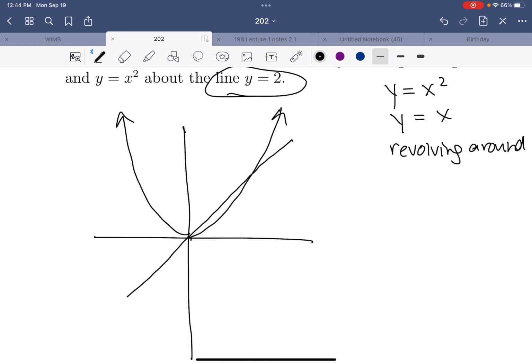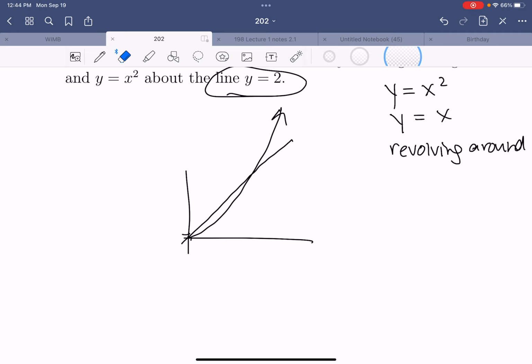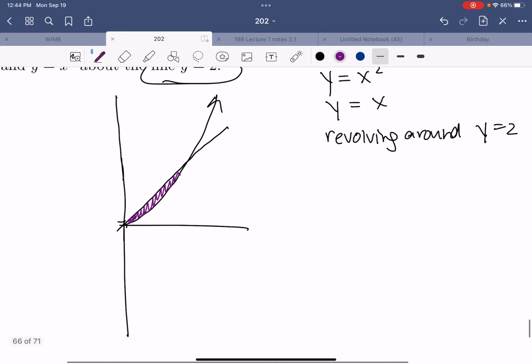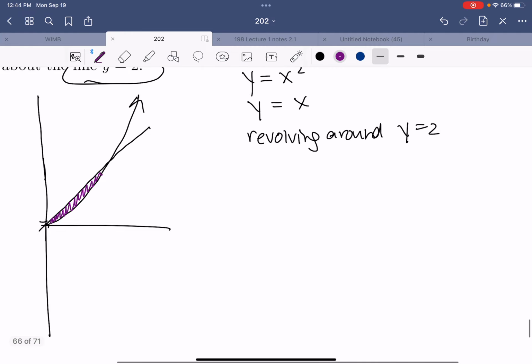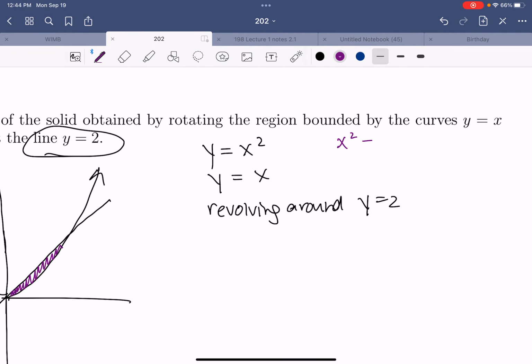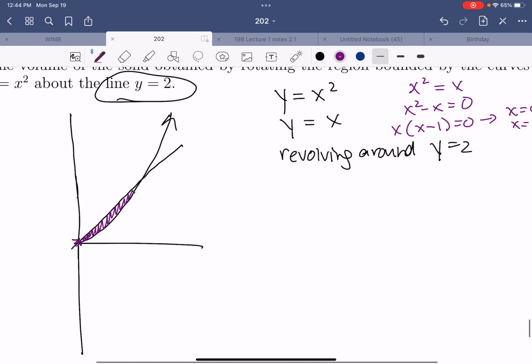So what we're really doing, we don't need the negative part, is we're revolving this area here around the line y equals 2. First of all, let's find our intersection points. If I set x squared equal to x, subtract it over, factor, that's going to give me x equals 0 and x equals 1. That gives me this value and this value. So this is 0 and this is 1. And if we plug them back in, we also know that the y value here is 1.